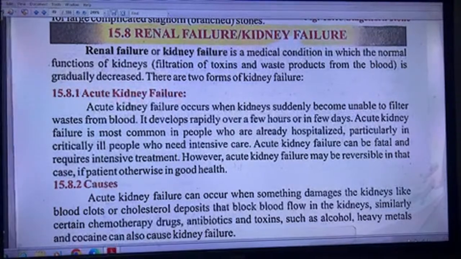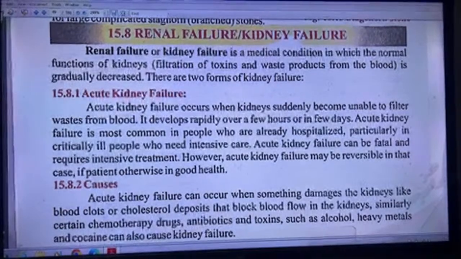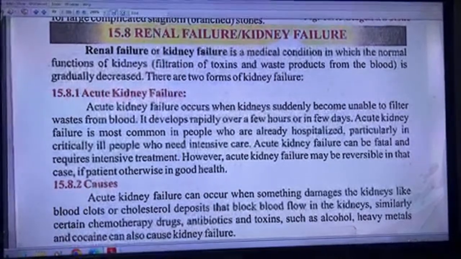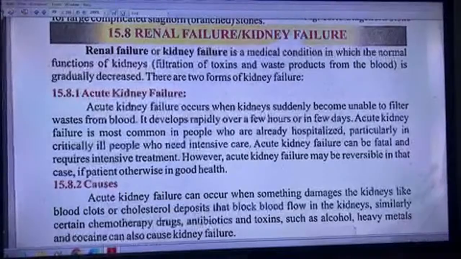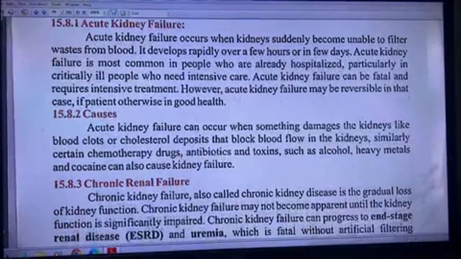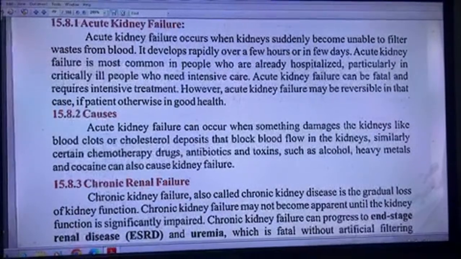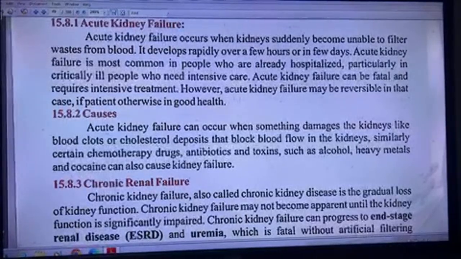Renal failure, or kidney failure, is a medical condition in which the normal function of kidney filtration of toxins and waste products from the blood is gradually decreased. There are two forms of kidney failure. Acute kidney failure. Acute kidney failure occurs when kidneys suddenly become unable to filter wastes from the blood. It develops rapidly over a few hours or in a few days.